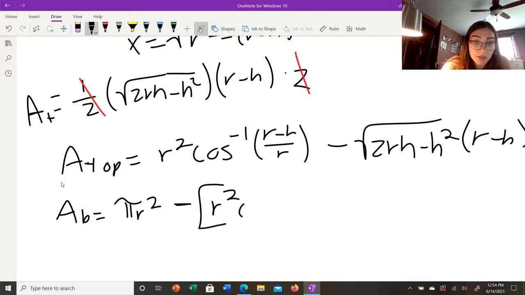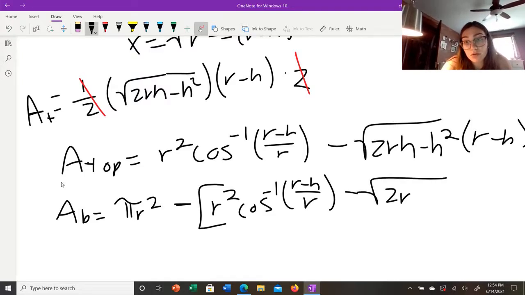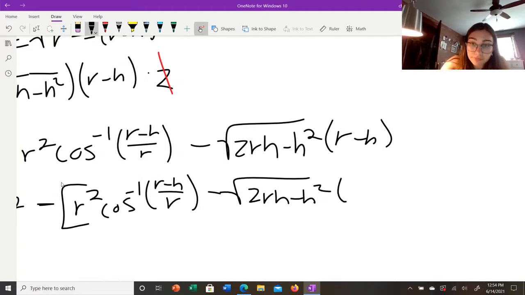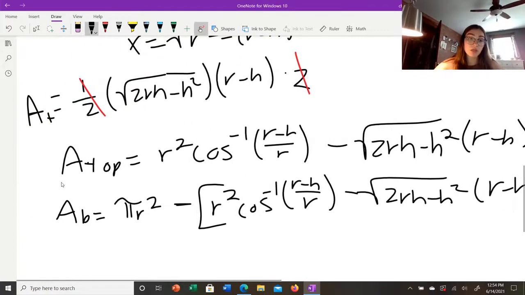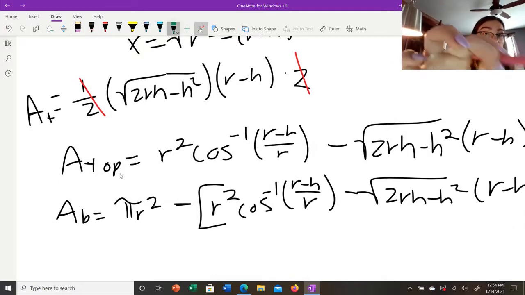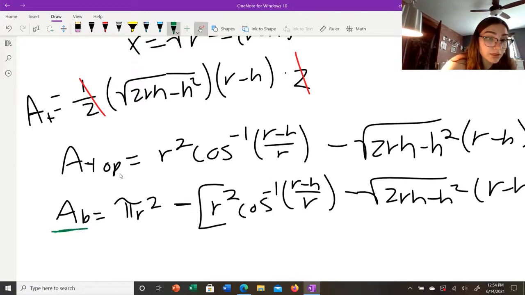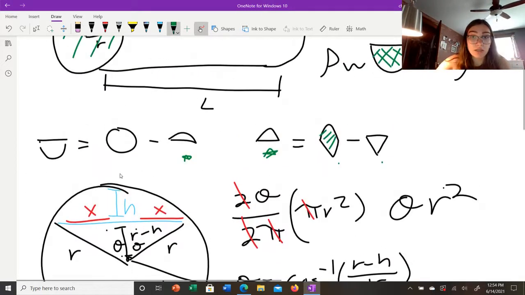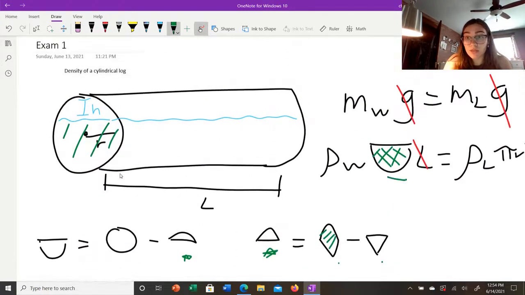r squared times the arccosine. It's just the same thing, copying and pasting. Okay. Now I'm going to do this in green because that's what we did before. This area of the bottom is equal to this. That's what we have found.